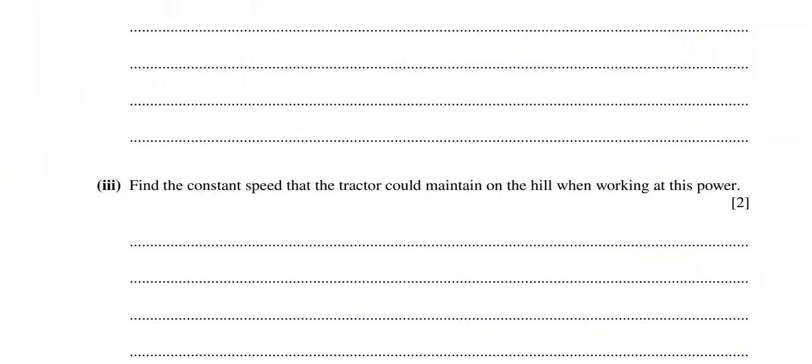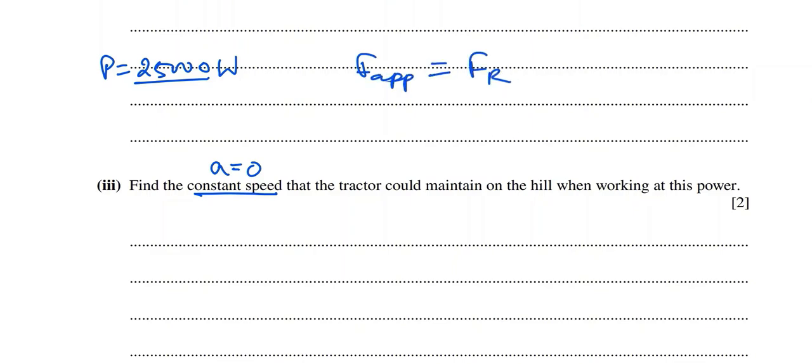Find the constant speed of the tractor could maintain on the hill when working at this power. So power is 25 kilowatt. At the same power, what will be the constant speed? So that means if it is constant speed, so again acceleration is zero, no acceleration, no deceleration. So the applied force has to be equal to the resistive force.